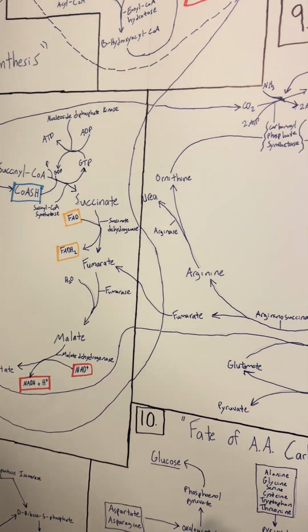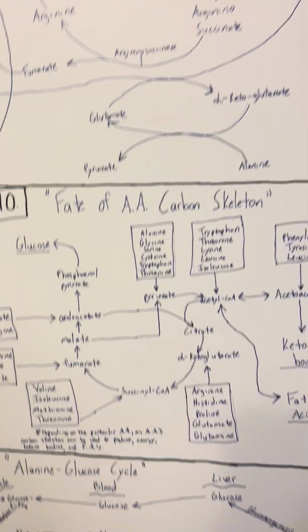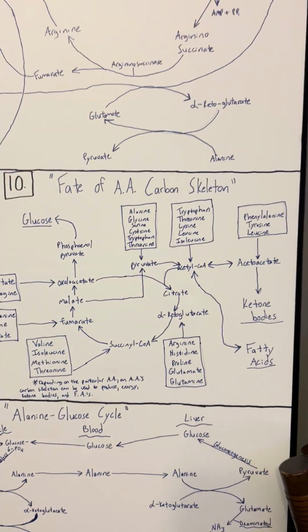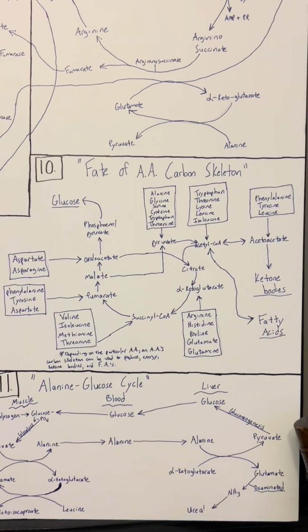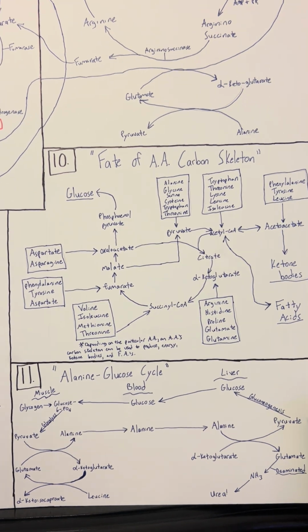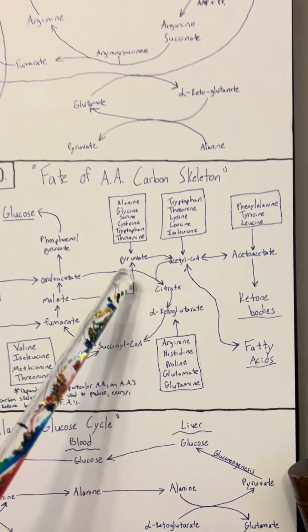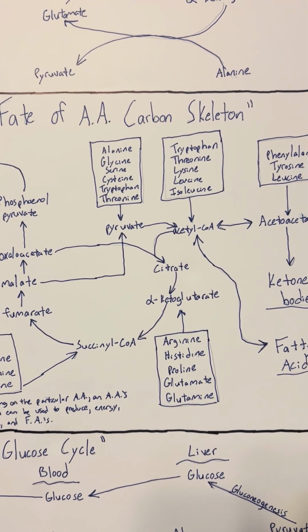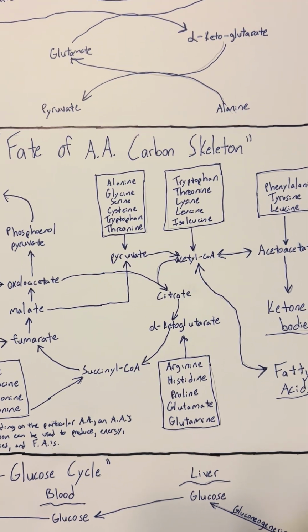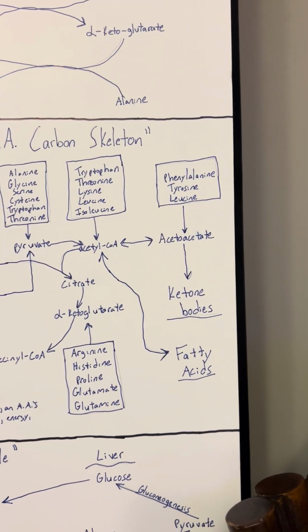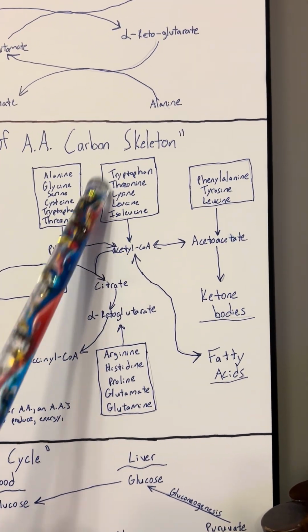All right, and here we have the fate of an amino acid carbon skeleton. Once an amine group has been removed from an amino acid, the remaining part is called the carbon skeleton, or the alpha keto acid. Certain amino acids are converted into pyruvate. Right here can be alanine, glycine, serine, cysteine, tryptophan, threonine. Other amino acids are converted into acetyl-CoA, which you can see right here, list of these.